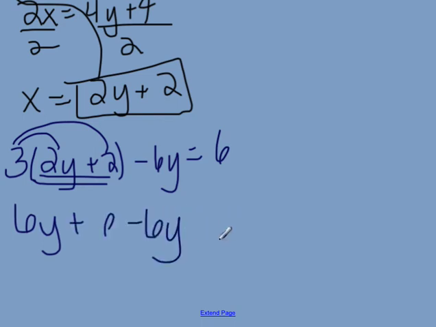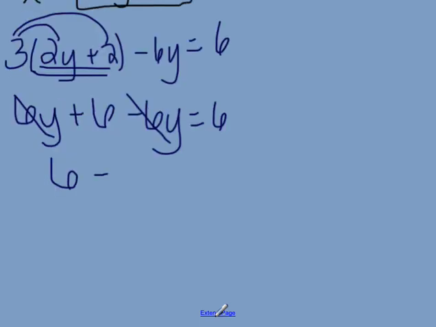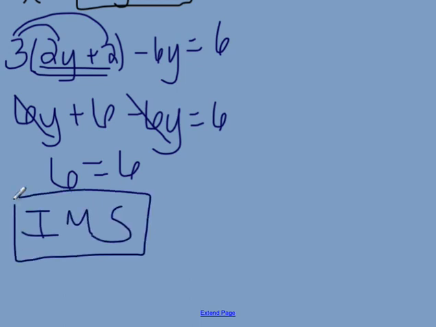Well, here, my 6y's are going to cancel out. And then I end up with 6 is equal to 6. Well, that's a true statement. Both of my variables canceled out. Okay, and since it's a true statement, that means I have infinitely many solutions, or IMS.